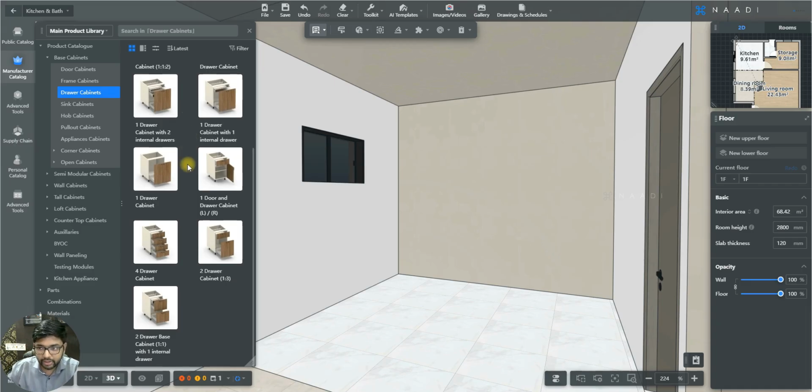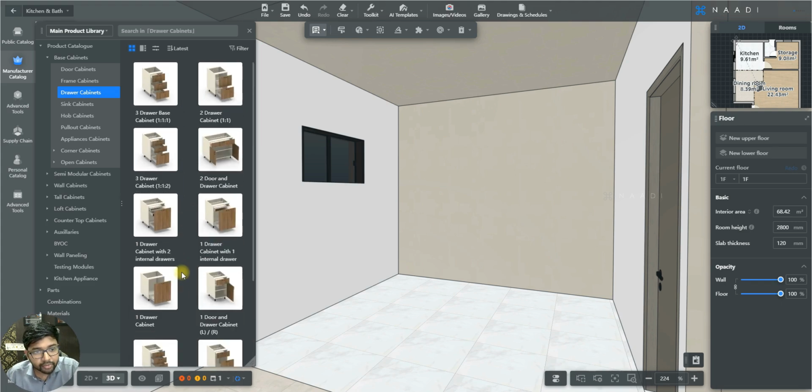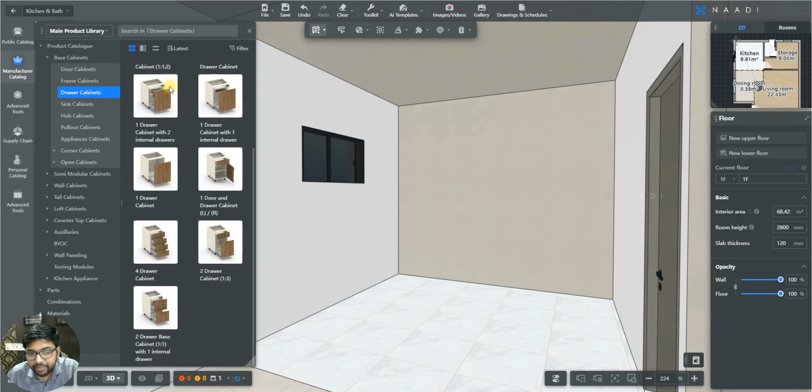Because when it comes to drawer, you have different configurations of drawers, right? So you have your single drawer, double drawer, triple drawer, and 4 drawer, right? You can precisely understand it. So now can you see? So this one is a single drawer cabinet, this one is a double drawer cabinet, this one is a 3 drawer cabinet, and this one is a 4 drawer cabinet. So just by looking at the thumbnail and the name will precisely tell you the configuration.